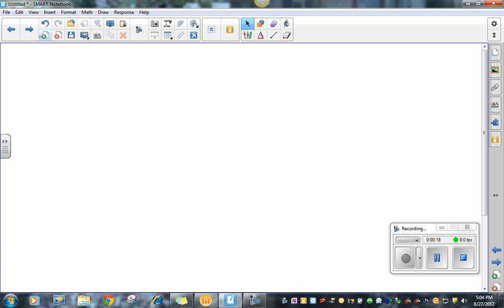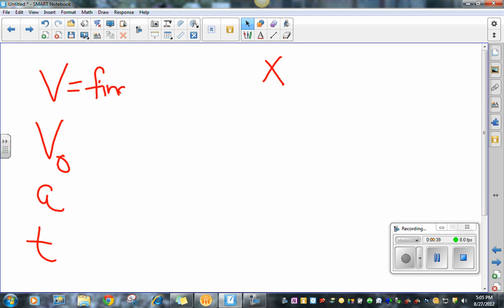Okay, so if you look at your formula sheet, you have symbols like V, V naught, A, T, and X. Okay? So when we see V, V is going to represent final velocity. Traditionally, the units that we use, you'll see mostly in physics, are meters per second or kilometers per hour. If you were driving in your car, it would be miles per hour. Okay? That's the final velocity, where it ends up at.